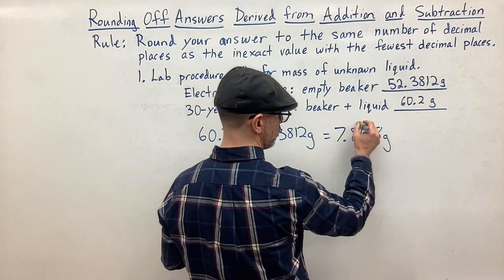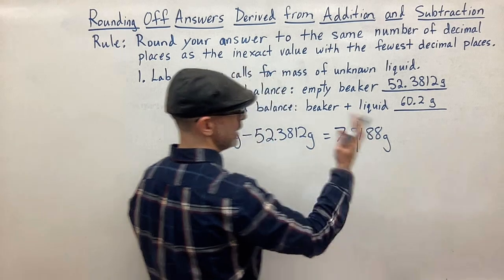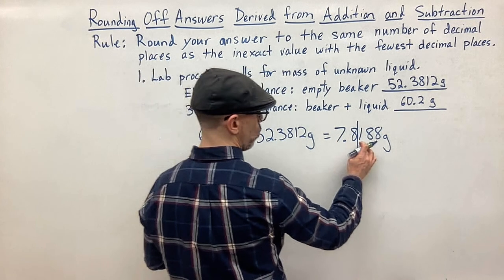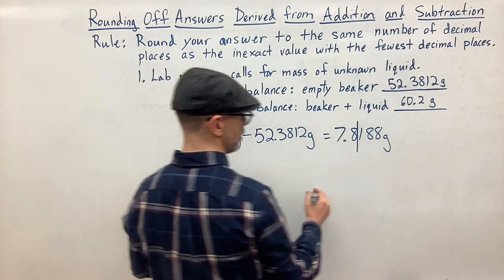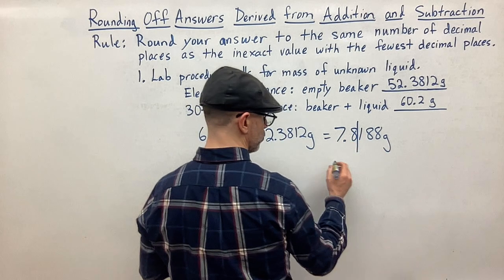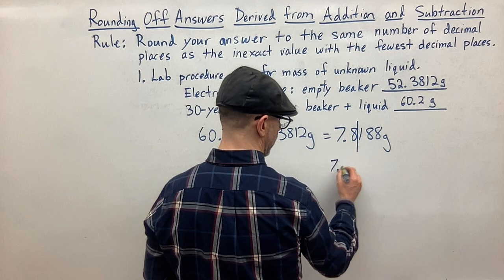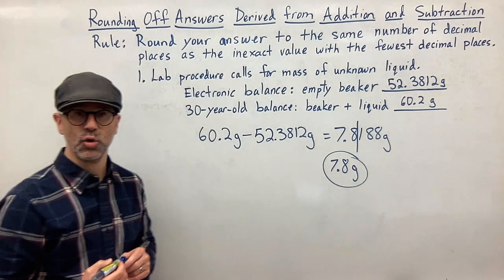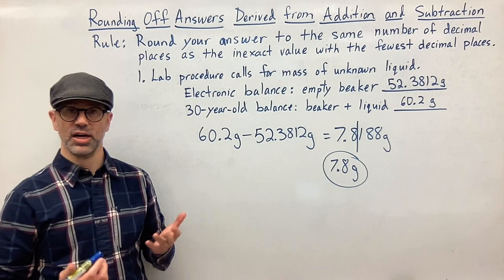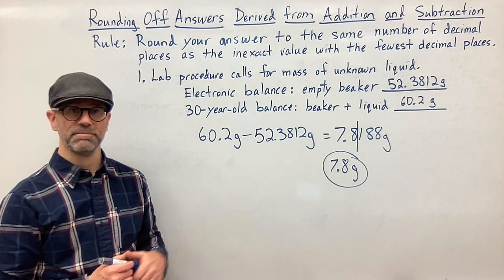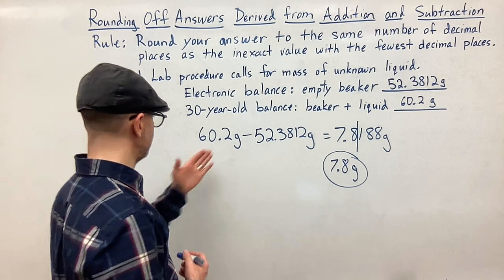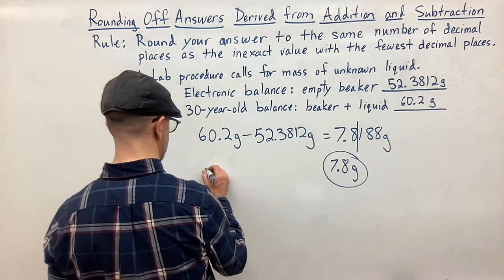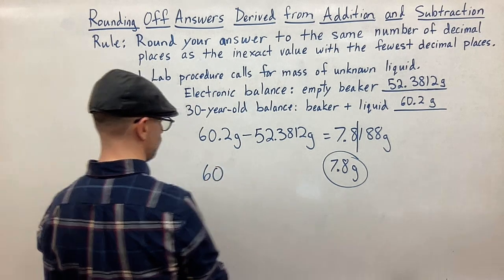So everything after the first decimal place is eliminated. This is a 1, so we don't need to round the 7. We don't need to round the 8 up to 9, so 7.8 grams would be the recorded mass of the unknown liquid. Now, what if instead of 60.2, let's say it reads 60, like I said before?